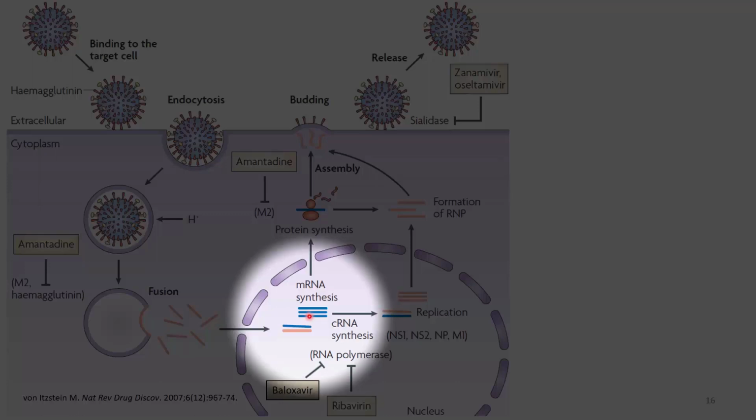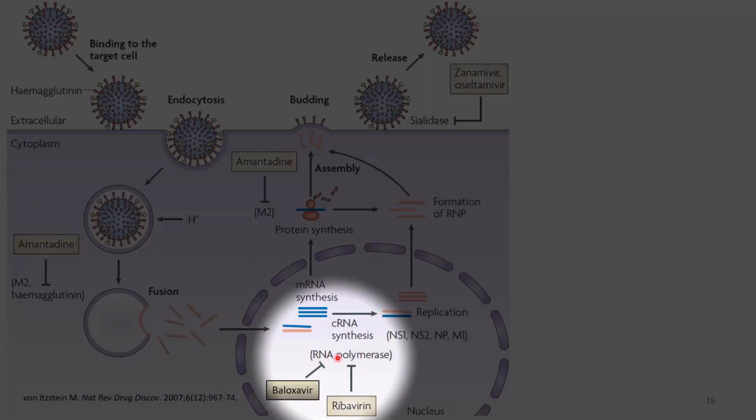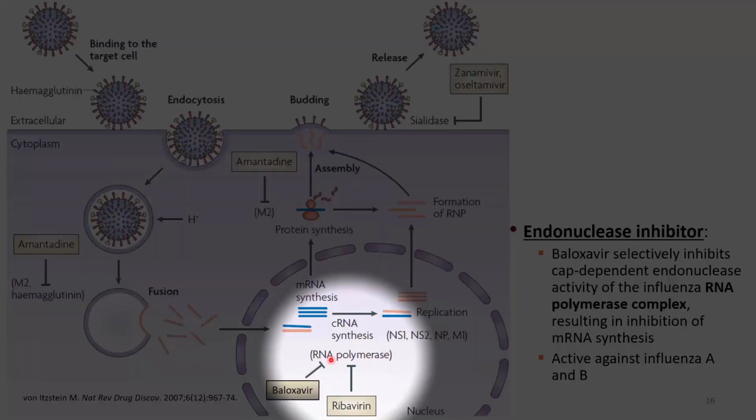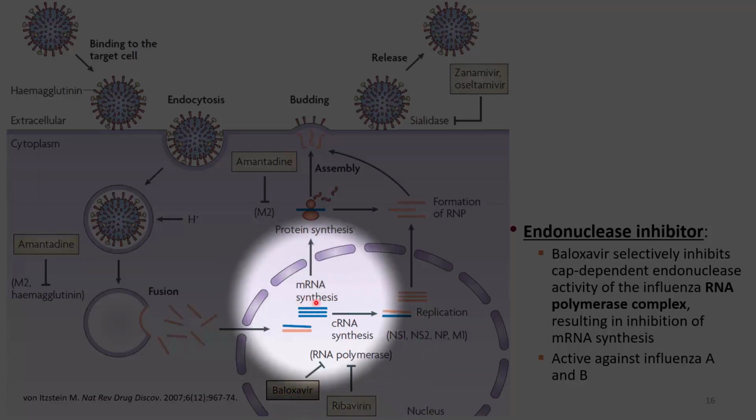Now, this process is extremely important to the life cycle of the virus, and we have drugs that can target the RNA polymerase. So we have ribavirin, which is an RNA polymerase inhibitor, but it's not commonly used for influenza. And we have a new drug called baloxavir. Baloxavir is an endonuclease inhibitor, so it selectively inhibits the cap-dependent endonuclease activity of the influenza RNA polymerase. So by inhibiting this RNA polymerase, it results in inhibition of mRNA synthesis, so it will interrupt the life cycle of the virus.